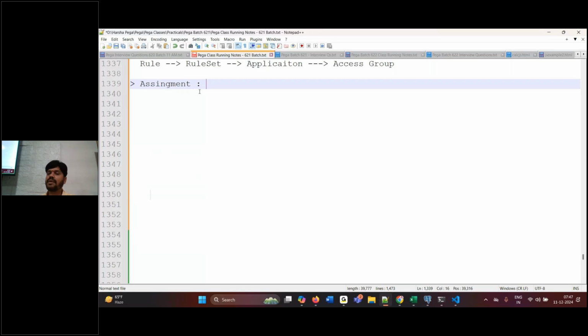Assignment. Generally, what is the meaning of assignment? Assignment means task. How many tasks can be there within one single transaction? N number of tasks will be there. Suppose you have initiated a loan transaction, that is the entire work object. Within one single transaction, how many tasks can be there? There can be n number of tasks.